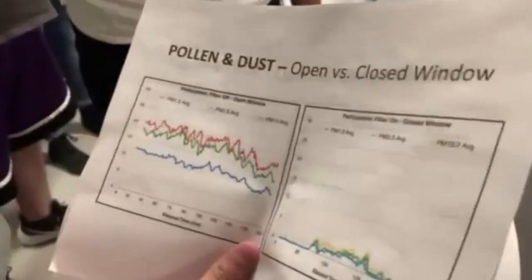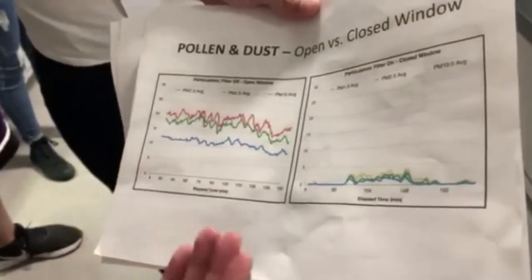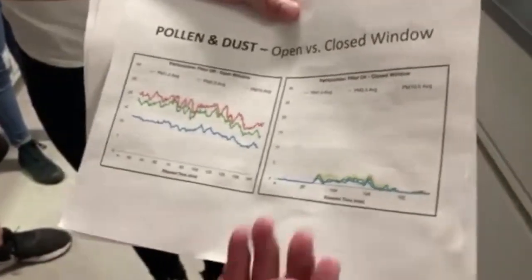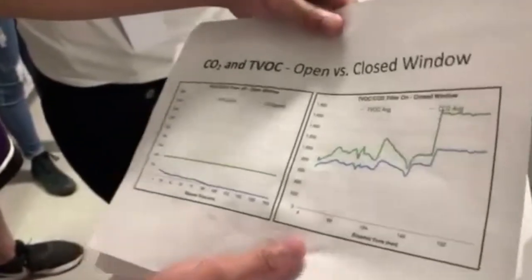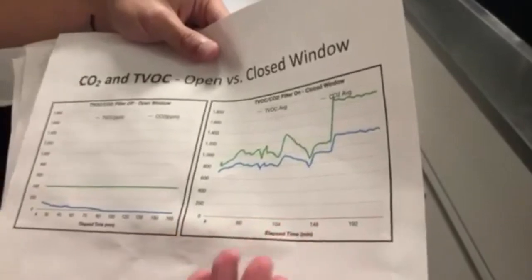And this is pollen and dust. As you can see over here, with open windows, pollen and dust levels are very high. But with closed windows, the pollen and dust levels are very low. However, for CO2 and TVOC, if we open our windows, our CO2 and TVOC actually go down into their natural levels. But if we close the windows, they go up pretty high.